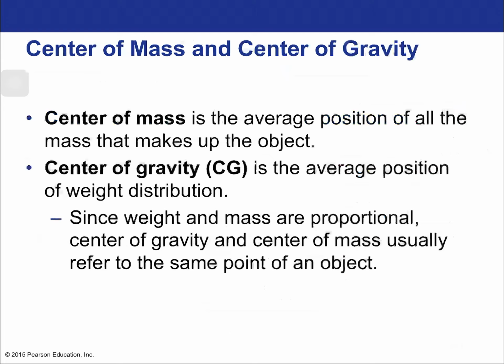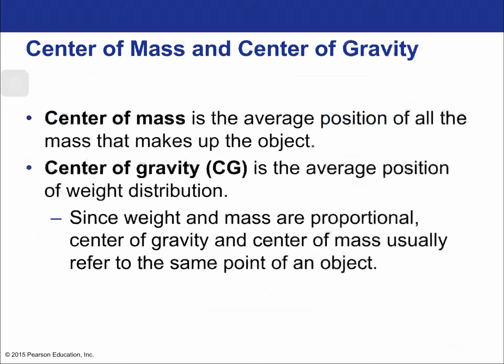All right, so moving on to the concepts of center of mass and center of gravity. All right, now again, these are basically interchangeable, but let's explain what they are. Center of mass is the average position of all the mass that makes up the object. Center of gravity is the average position of the weight distribution. Since weight and mass are proportional, center of gravity and center of mass usually refer to the same point of an object. They only wouldn't if gravitational force varies over the volume of an object, which it definitely doesn't for anything small.